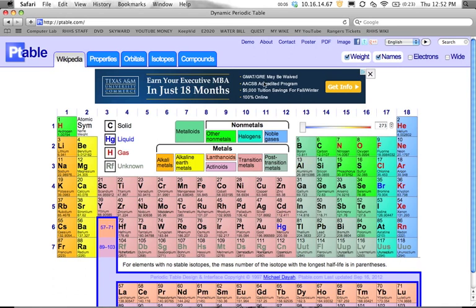Let's talk about periodic families. Now, a family is the same thing as a group, and those are columns on the periodic table. Okay, and we have our families on the periodic table that we refer to a lot.